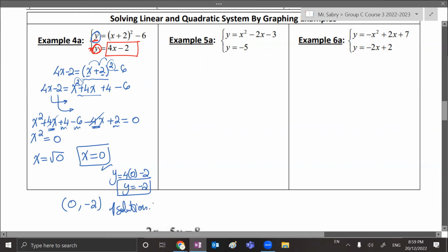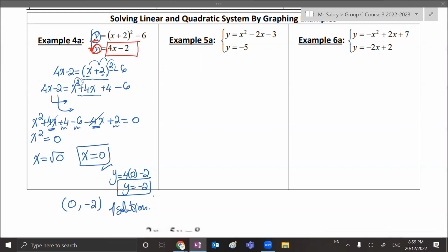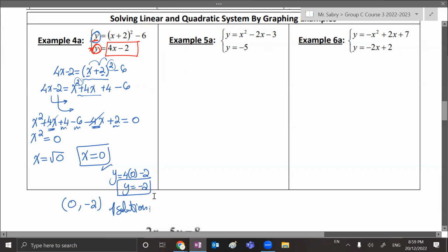Anyone does not get what just happened here? This is a very important one. This is the one we will be solving a lot today. Any issues here? Perfect. Okay. Check this one.